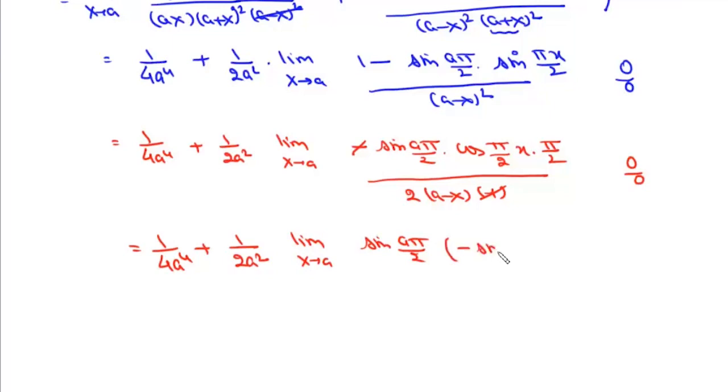Now this is minus sine pi by 2x, and then it will be this pi by 2 square divided by 2 into minus 1. This minus and minus will cancel. Now we'll put x as a.